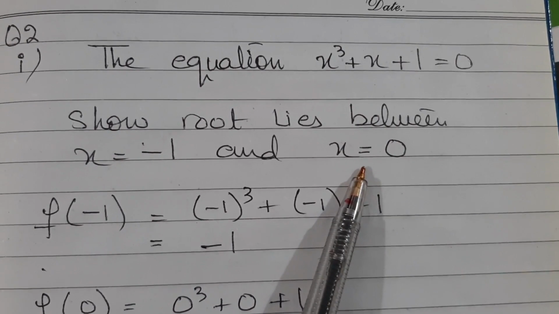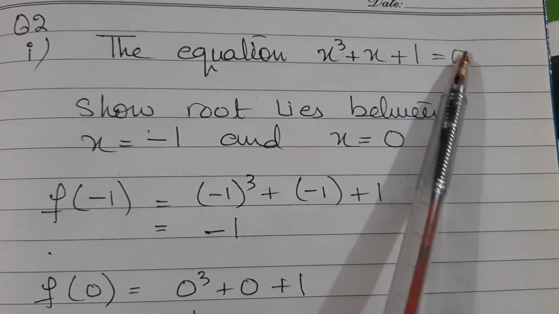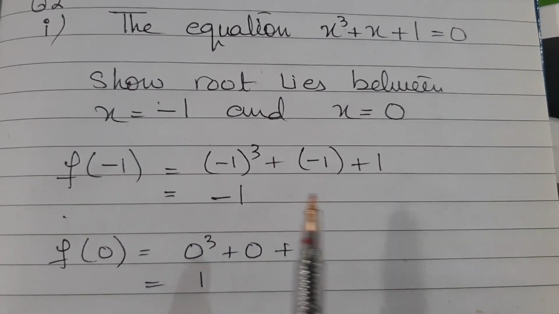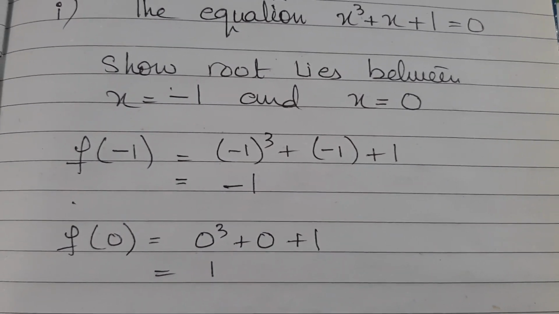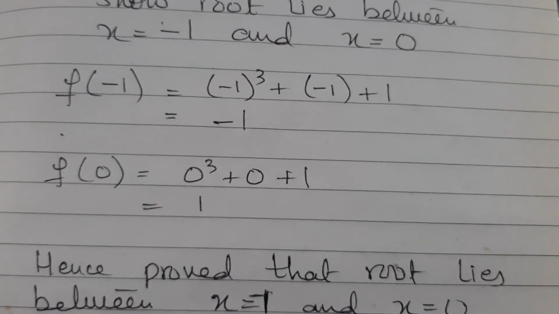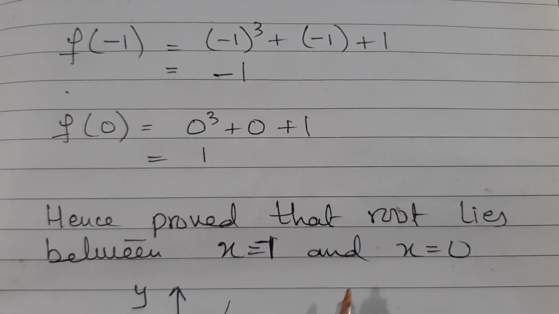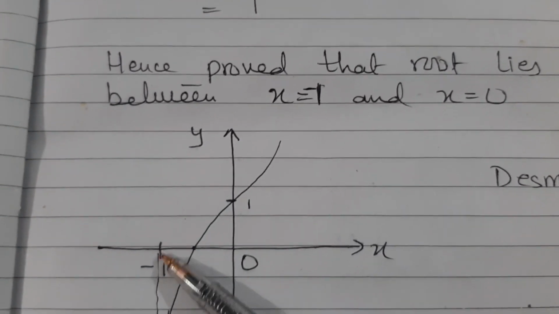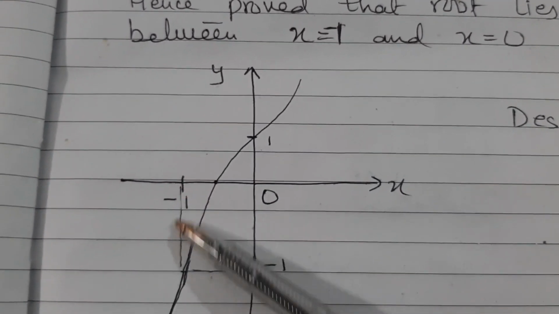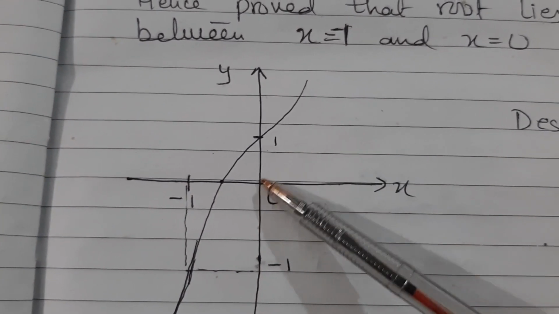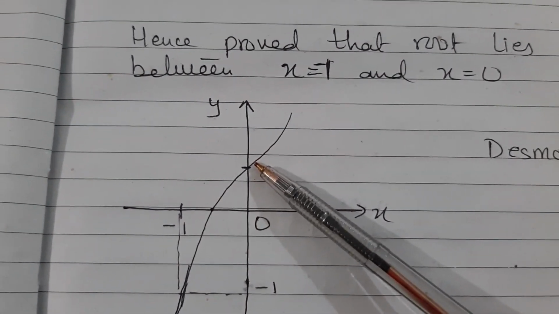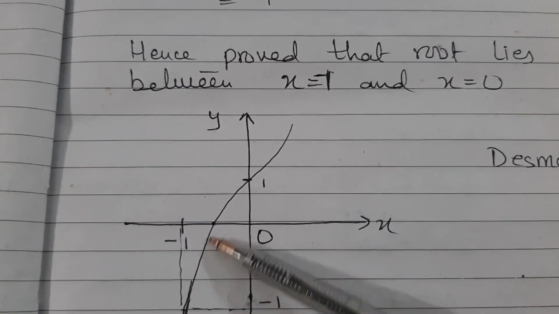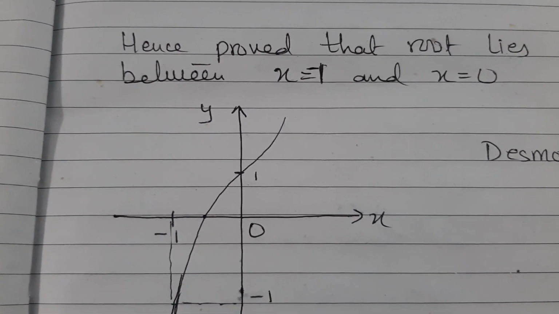So what method did I tell you? In the equation which is given to you, plug in these values. One answer should be positive, one answer should be negative. And I have already explained the reason. So hence it is proof that the root lies between them. Graphically again I am showing you that at -1 it is giving a negative answer, at 0 it is giving a positive answer. So it means the curve is passing between them. Okay, so next part.